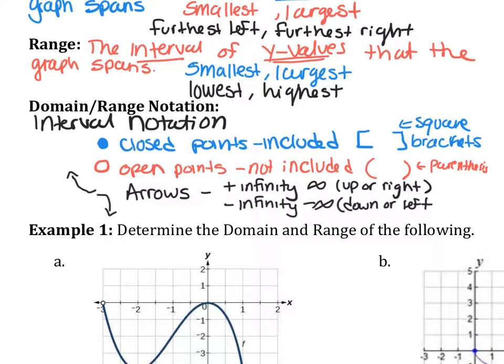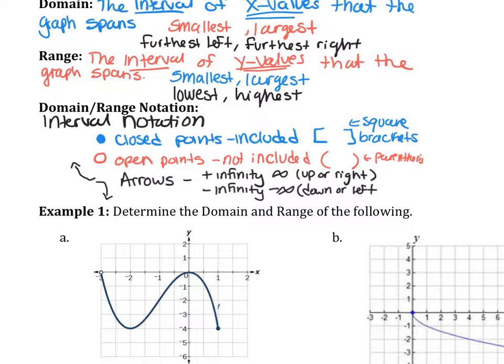And then arrows always get parentheses. So if you have an arrow, you would have infinity with a parenthesis. You can't put a bracket on infinity because infinity is not a number. It's telling you that it's going on forever. There is no bound to it.